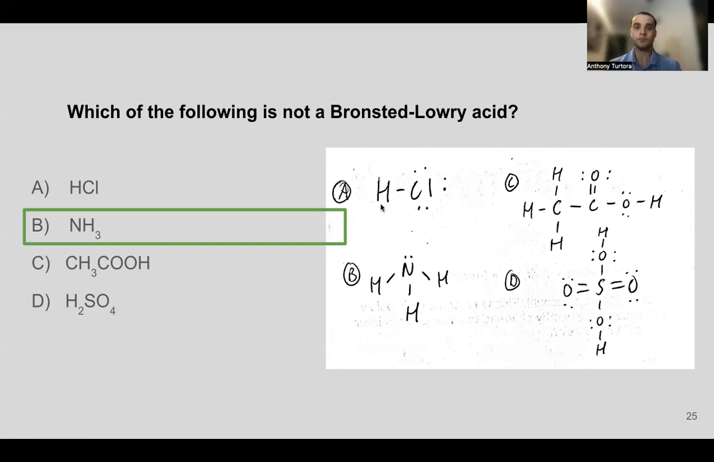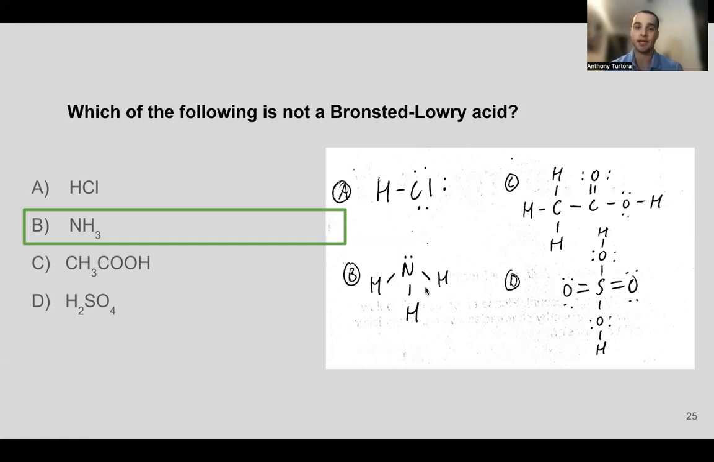So in this case, I know A is an acid, as Cl- can exist stably if I do lose this hydrogen. When I look at C, I also know I have this OH group, which is also acidic. And if I have this negative charge here, this can be resonance stabilized, so I know it would be stable if the hydrogen left. And same thing goes for sulfuric acid here.